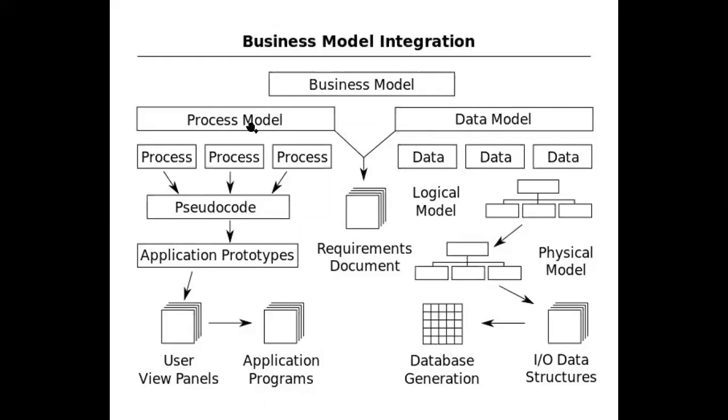Then the data model: you can have a number of processes and a number of homogeneous or heterogeneous data. For that purpose, you should have some logical model. You should also have some physical model for that particular data, which is achieved through the input and output data structure. Then the database generation can happen. Using that process and data model, we can have the requirement document: which process will require which data and how the data will be processed.